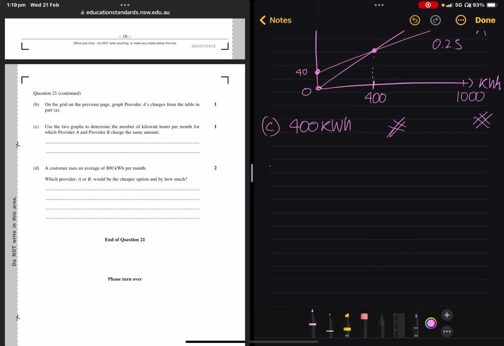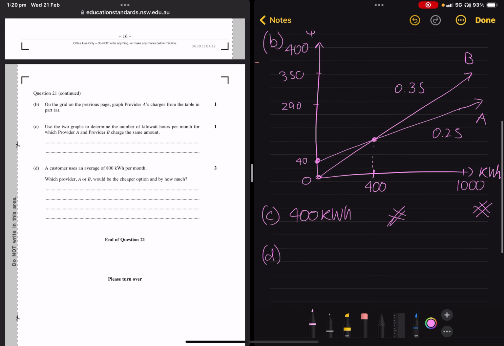And then for part D, we're told a customer uses an average of 800 kilowatt hours. Which provider, A or B, would be cheaper? Well, 800 kilowatt hours is about here. So if we trace these up, one of them is here, one of them is here, you can see provider B will be a little over 300, or around 300. Provider A will be a little bit less than that.